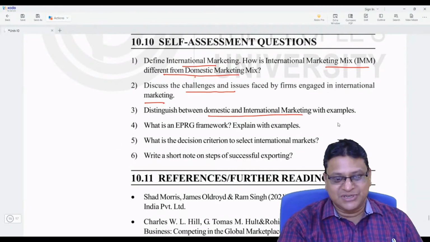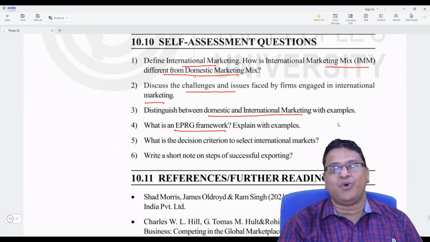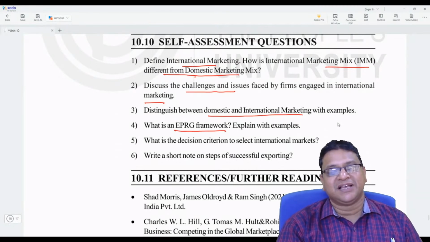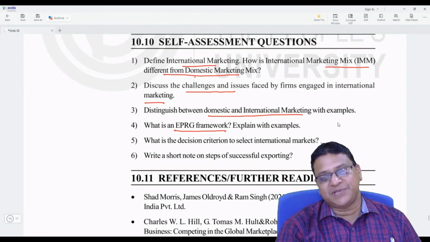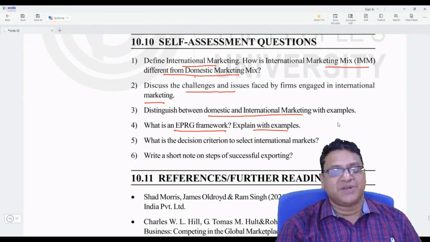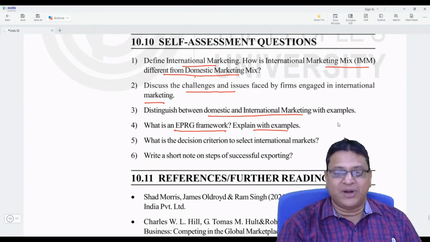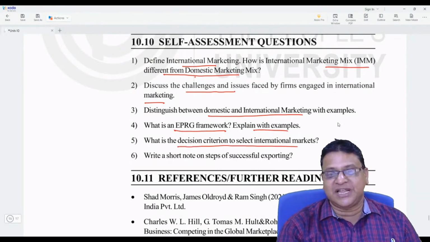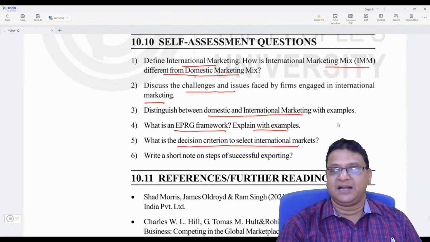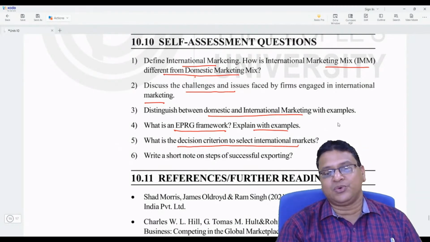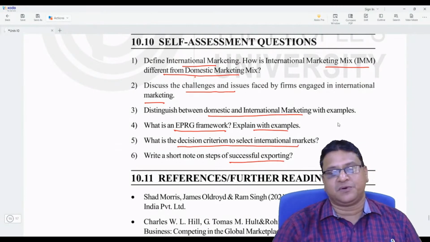Next, what is the EPRG framework? We have discussed EPRG: ethnocentric, polycentric, regiocentric, geocentric orientation of doing international business, with practical examples. Then what are the decision criteria to select an international market? And last, write short notes on successful exporting and procedure of export.